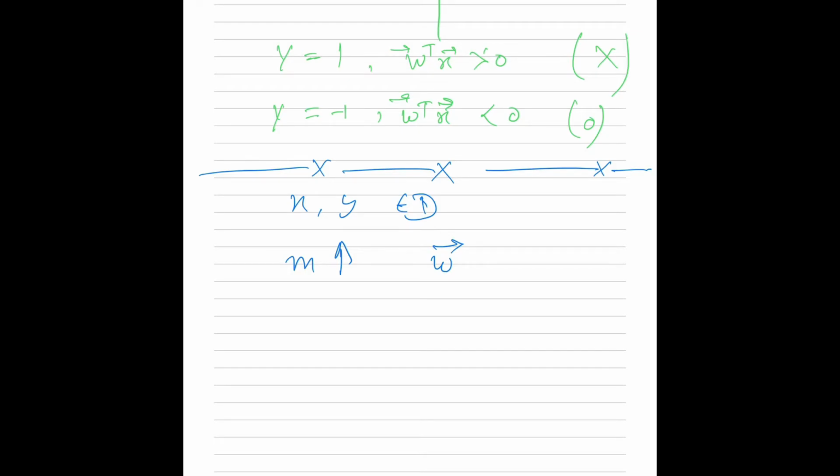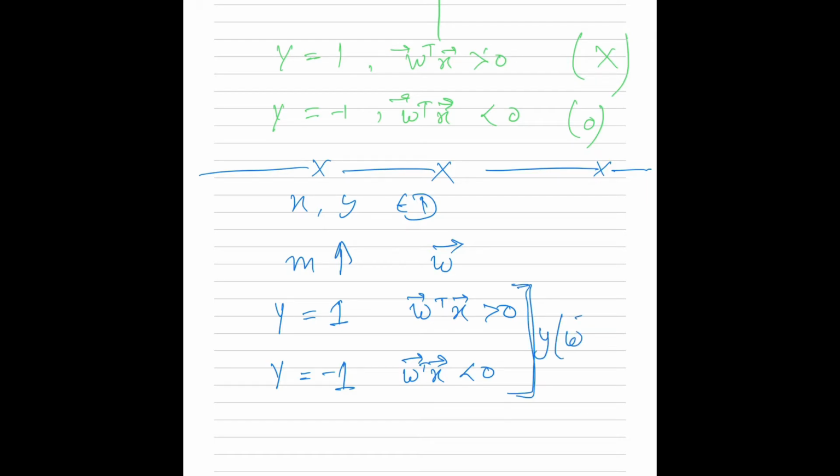If the label is y equals 1, then w transpose x will be greater than 0. For label equals -1, the condition will be w transpose x less than 0. The combined condition is y times w transpose x greater than 0. So the overall condition for which all of the points are correctly classified is this condition.